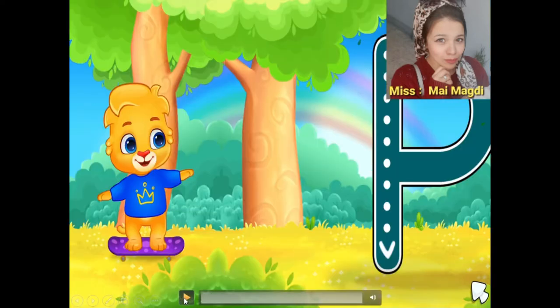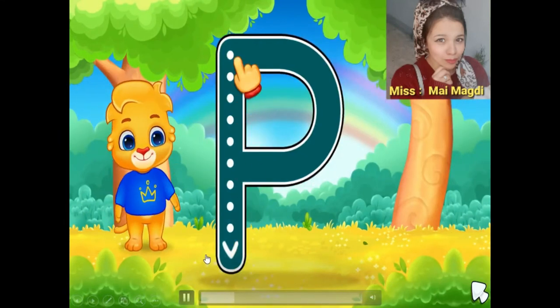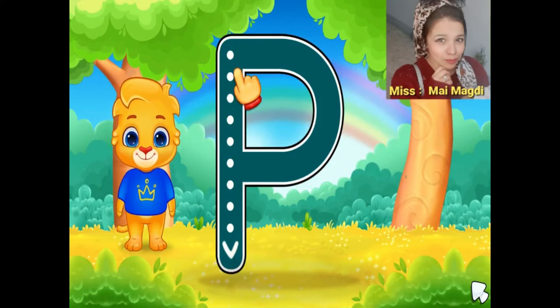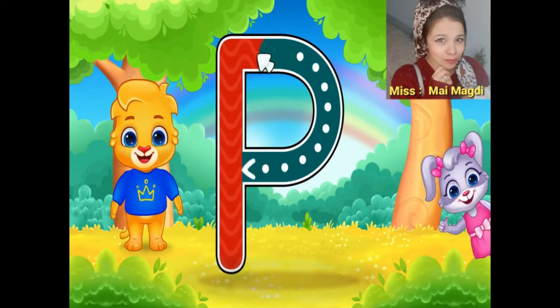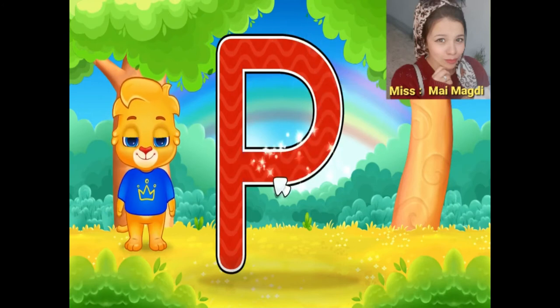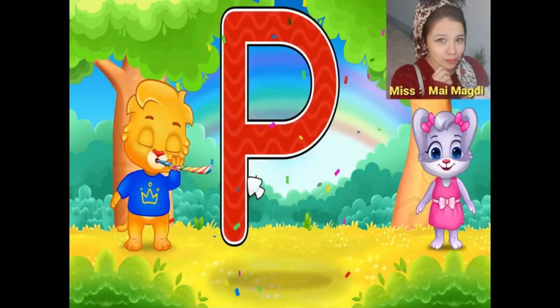How to write letter P? How can we write letter P? Let's start. Start from the top. Yes, and make a line down. Then go back to the top and go around to the middle. Excellent! Bravo عليكو.